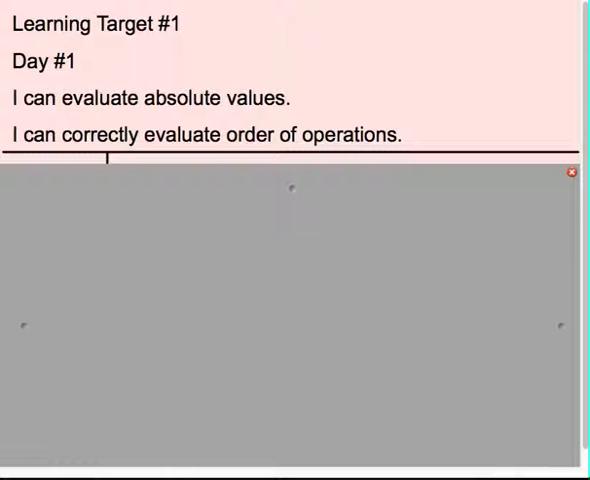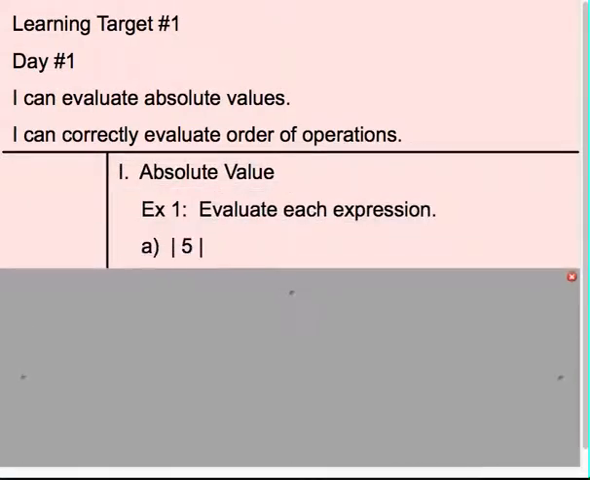So unlike most math classes, I would assume, you start off with Chapter 1, Section 1. Well, this year we're focusing on learning targets. Our first learning target for day 1 has 2 objectives. By the end of class time tomorrow, not by the end of this video, by the end of class time tomorrow, I want you to be able to say, I can evaluate absolute values, and I can correctly evaluate order of operations. So first we're going to take a look at some basic absolute values.